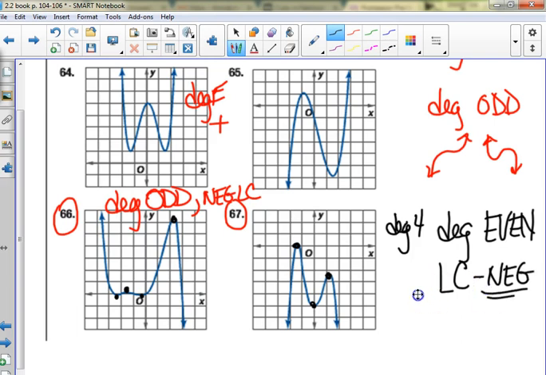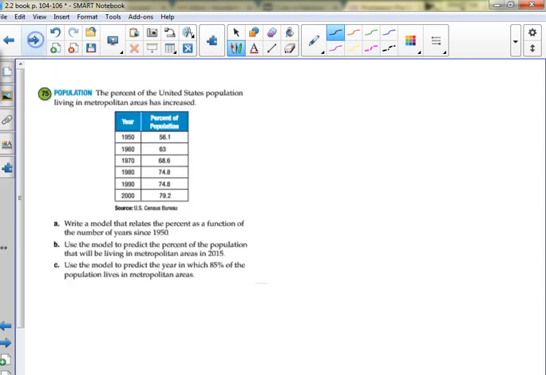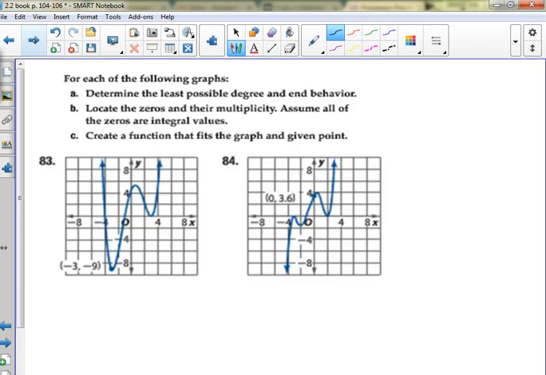Everybody okay on that? Do we need to practice writing end behavior? A surprising amount of people. Yeah, let me keep going on this because we're going to do 2 like that, so maybe you'll be better after we do these. All right, 83.